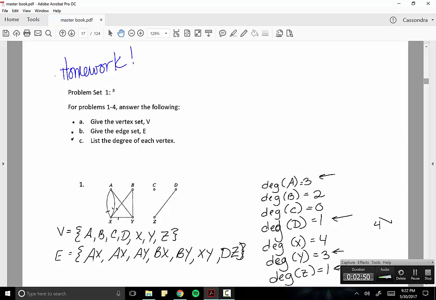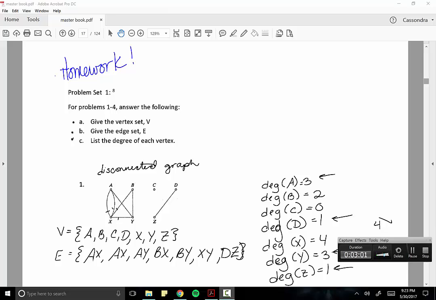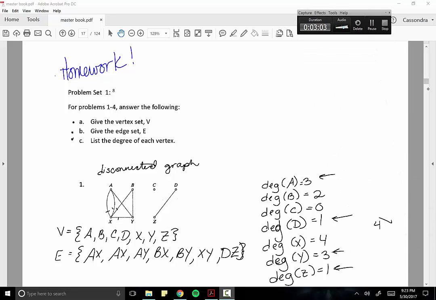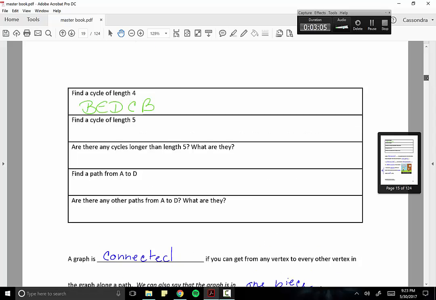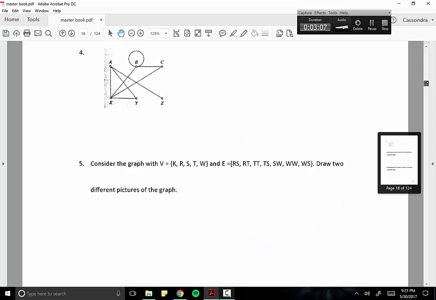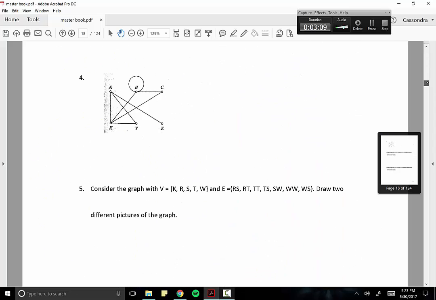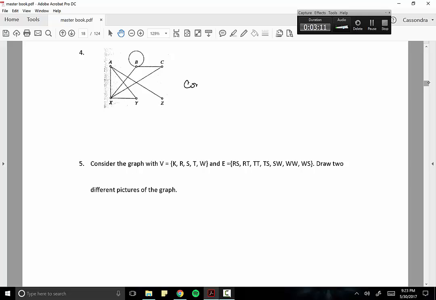Just to reinforce a concept here, this is a disconnected graph because it's in many pieces. And an example of a connected graph is in our homework. Number 4 is a connected graph. This guy is a connected graph.